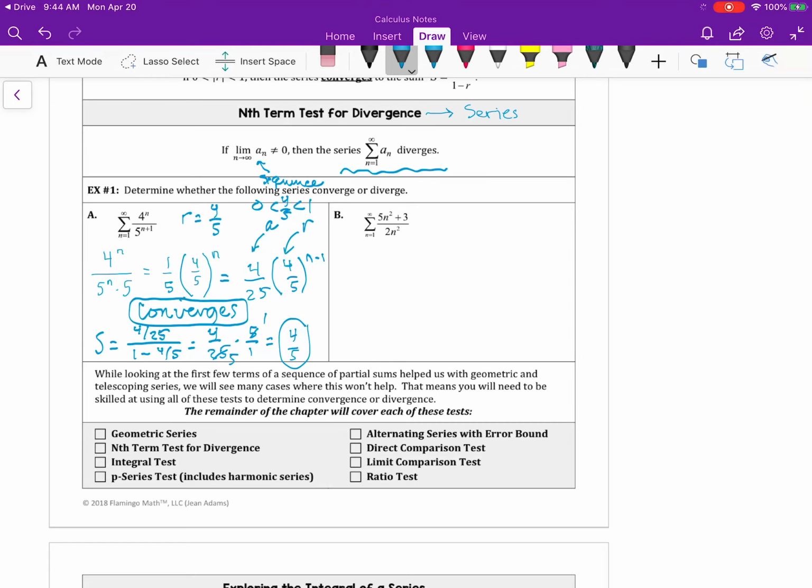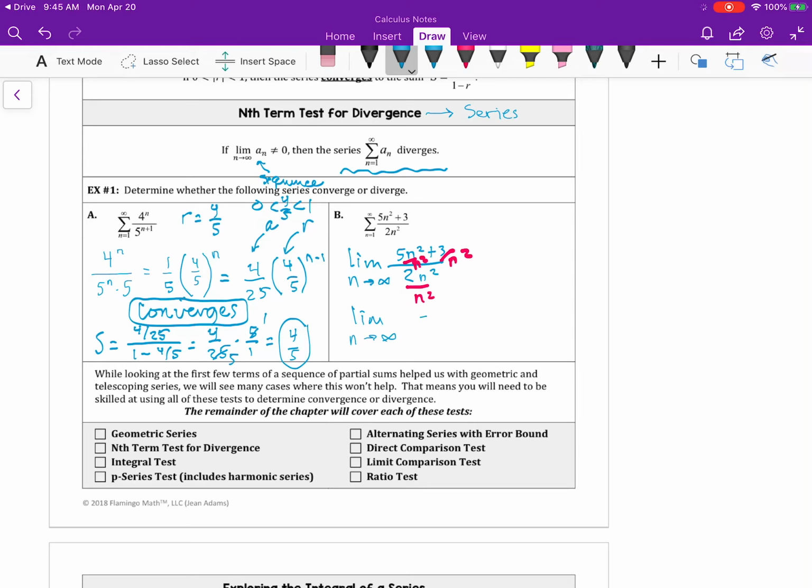All right. So now, the next one, I do not see a geometric series on this one, okay? What I do see, though, is, remember how we would have a ratio and we could say, well, the +3 doesn't really matter, and I can just look at 5n squared over 2n squared and look at that limit, because I want to see, using that nth term test for divergence, what the limit of my a sub n is. Remember, if it doesn't equal 0, then my series is going to diverge.